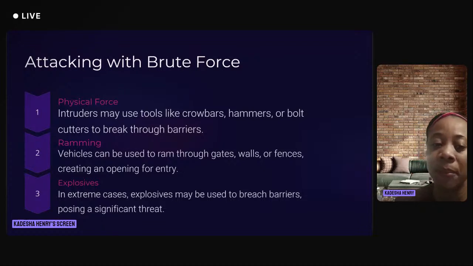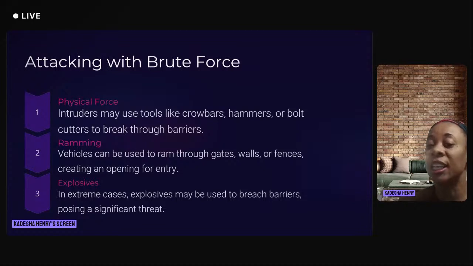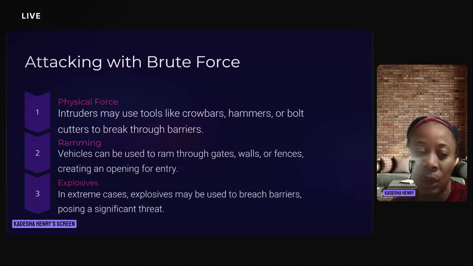And you have ramming, where vehicles can be used to ram through a gate, a wall, or a fence, creating an opening for entry. That's another brute force. They run their vehicle into the building. That's a brute force they are trying to use to get in to wherever they want to go. Sometimes we see that on the television, maybe jokingly, maybe for real. We may see people ramming into a building because they want an entrance, and so they try these kinds of brute force. Okay.